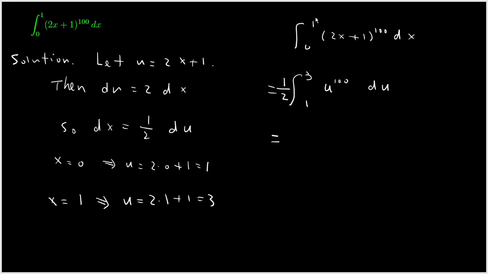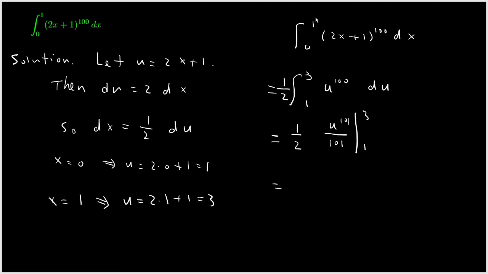Now we evaluate the integral of u to get the final answer. So you have 1/2. Antiderivative of u to the power of 100 is u to the power of 101 over 101. That is the antiderivative of u to the power of 100. We evaluate the antiderivative from 1 to 3.